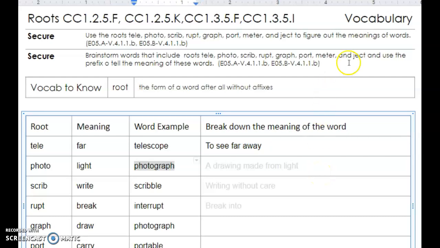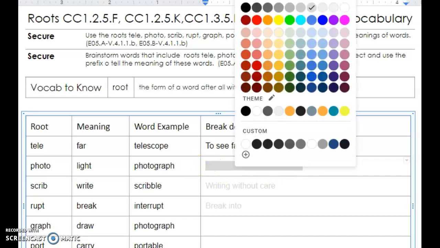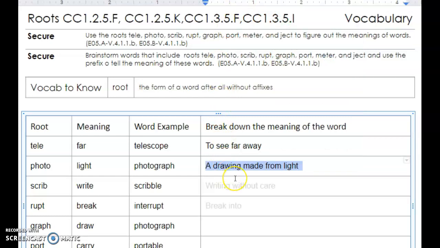So the next thing we're going to look at is photo, and photo means light, and photograph, so the photo part means light, and graph means to draw, so when we put that together, photograph means a drawing made from light.